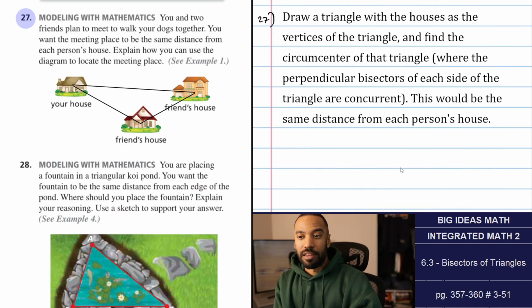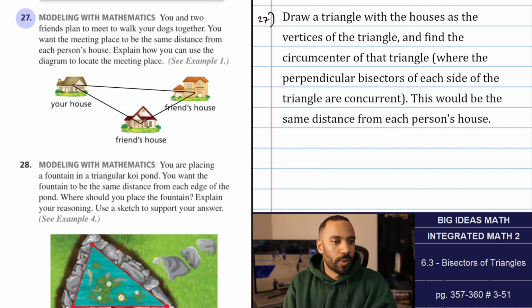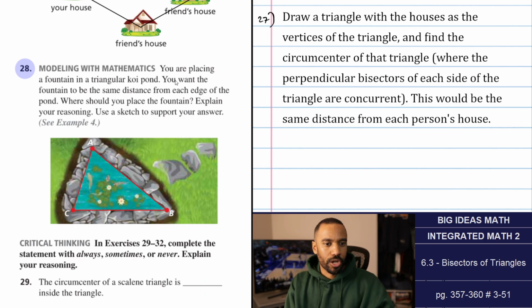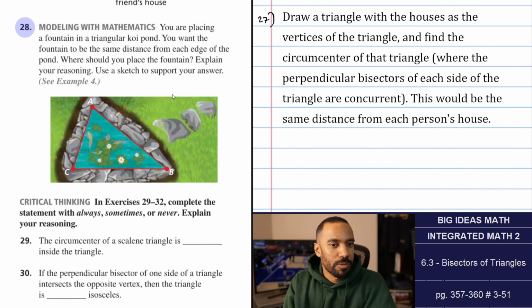And it would be outside of that triangle if this is truly obtuse. So there's that. All right, number 28. You are placing a fountain in a triangular koi pond. It is a triangular koi pond. Look, they're koi fish. You want the fountain to be the same distance from each edge of the pond.